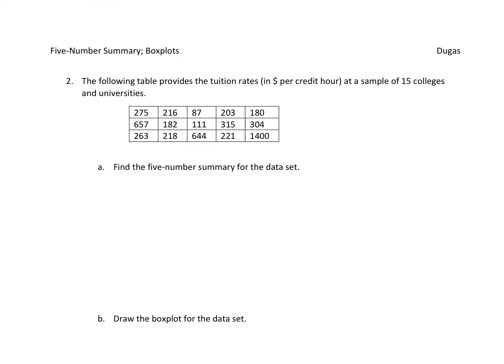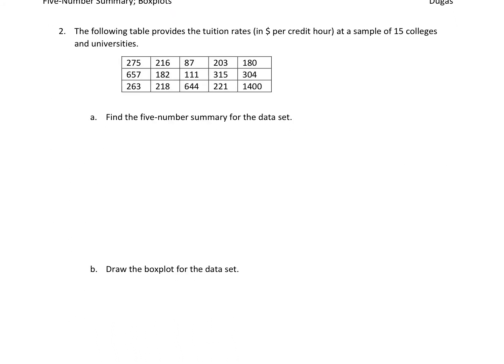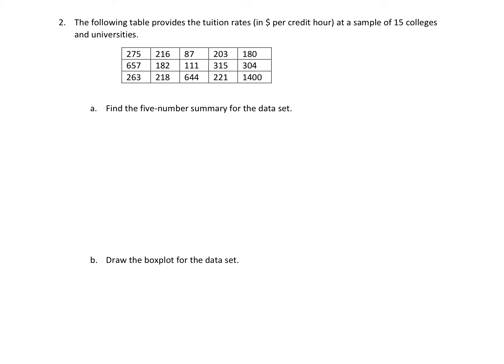So let's look at another example. Number 2, we have a table that provides the tuition rate in dollars per credit hour at a sample of 15 colleges and universities. And with that, we want to find a 5-number summary, and then we want to draw a box plot for the data.